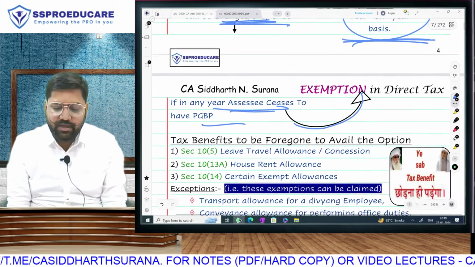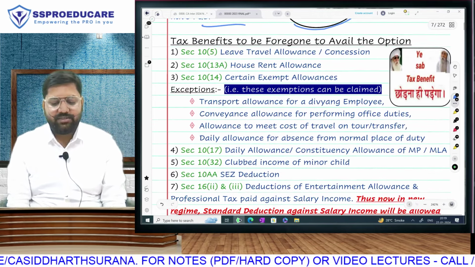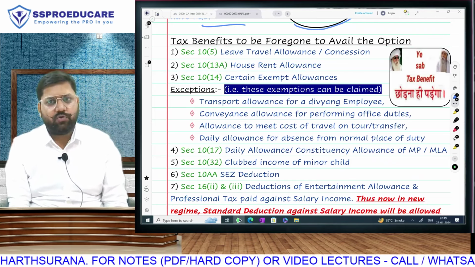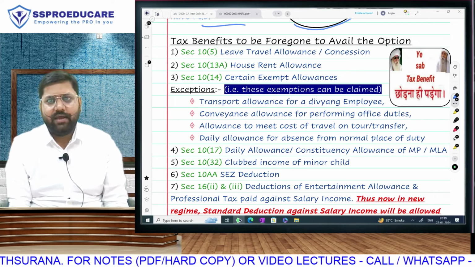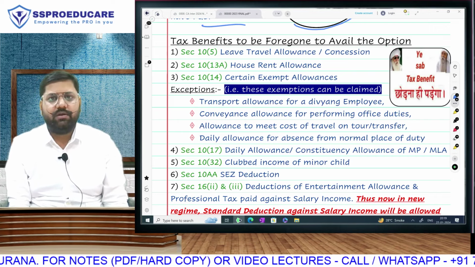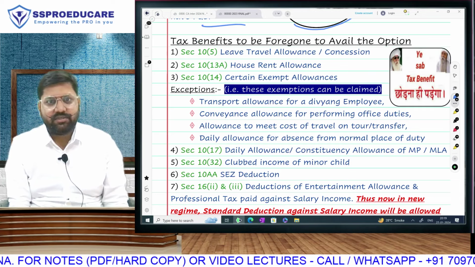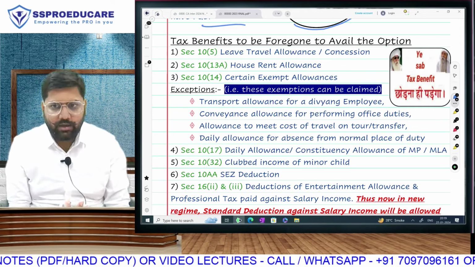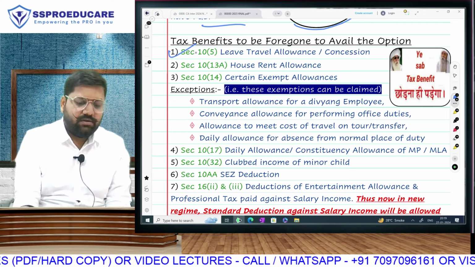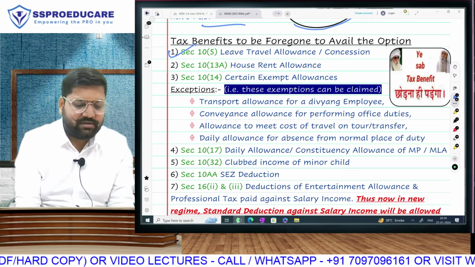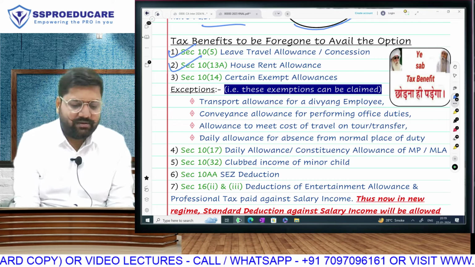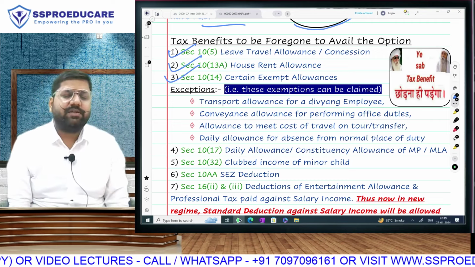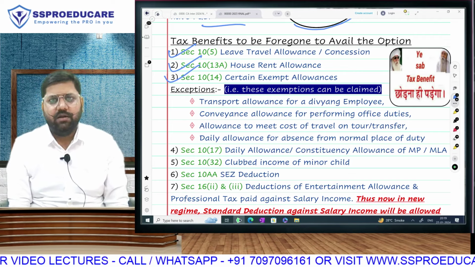And now comes the biggest problem of the new taxation regime. If anybody desires to go to the new taxation regime, you will have to forgo the following tax benefits. Then and only then will the new taxation regime be available to you. The following exemptions and deductions will be allowed only in the old regime, not allowed in the new regime. First, 10(5) leave travel allowance, 10(13A) house rent allowance. Under 10(14) income from salary, certain exemptions are allowed as per the latest study material of ICAI. Salary and house property are removed.